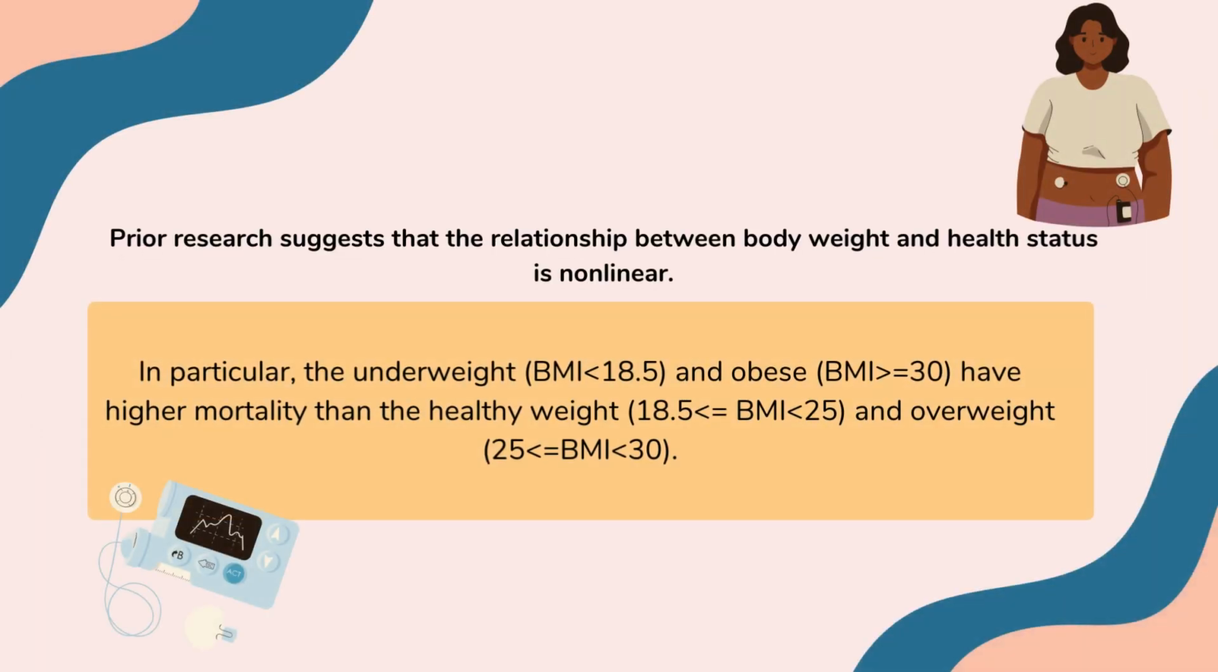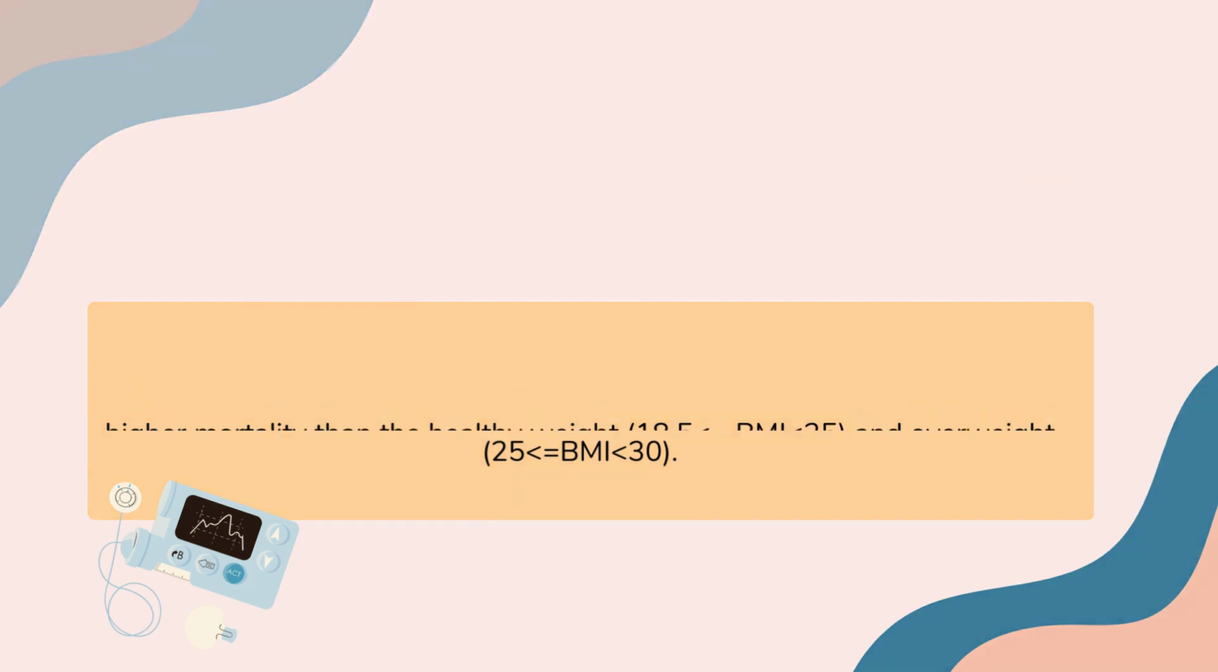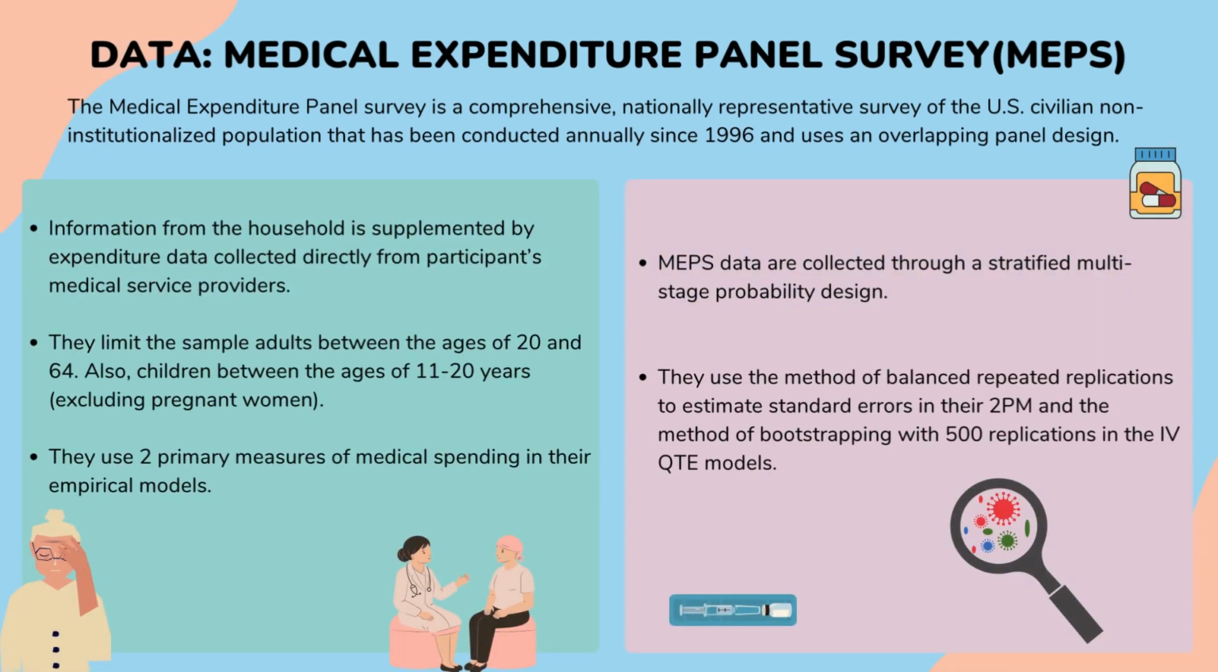Research suggests that the relationship between body weight and health status is not linear. In particular, underweight, BMI less than 18.5, and obese, BMI greater than or equal to 30, have higher mortality than healthy weight, which is 18.5 less than or equal to BMI less than 25, and overweight, 25 less than or equal to BMI less than 30.